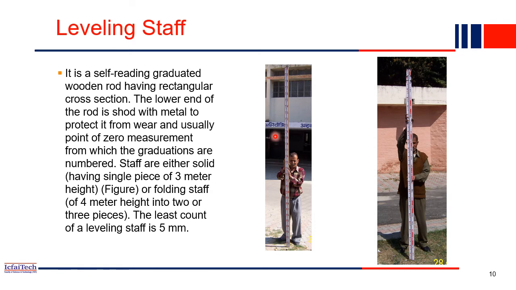So now if you see, this is the leveling staff we are talking about. So the scale, we will have this type of leveling staff. Total height is 3 to 4 meters depending on the staff, and some staffs will be very long like that, or some staffs will be of this folded type.